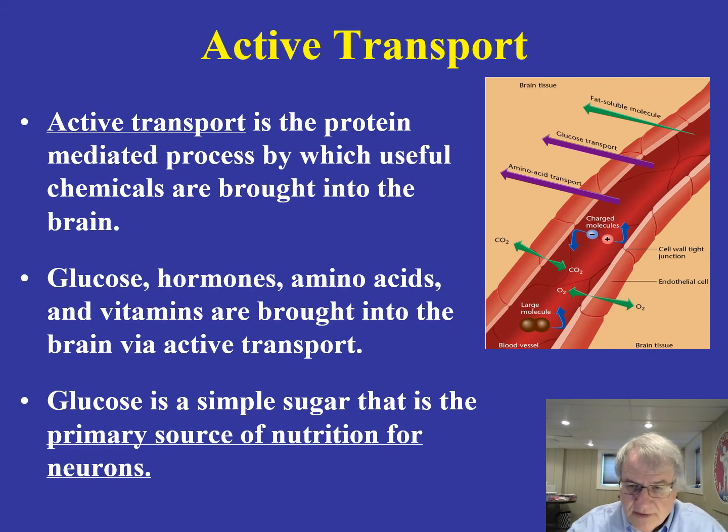So a concept that's important to understand here is the concept of what's called active transport. There are proteins that are going to be crucial for bringing these substances from the capillary system to our brain tissue. Things like glucose, hormones, amino acids, vitamins, they are brought into the brain by way of this protein-based system. It's called active transport, and that active transport system is crucial for delivering those basic nutrients to the brain.